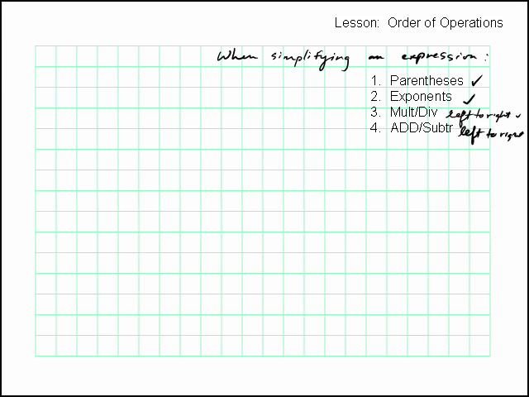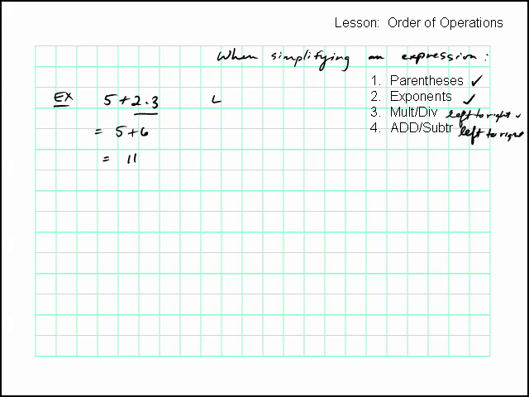Okay, this is an example of that. Let's take 5 plus 2 times 3. In the order of operations, multiplication is done before addition. So I'm going to take that 2 times that 3 first and write that as a 6, like that. Then 5 plus 6 gives me 11.